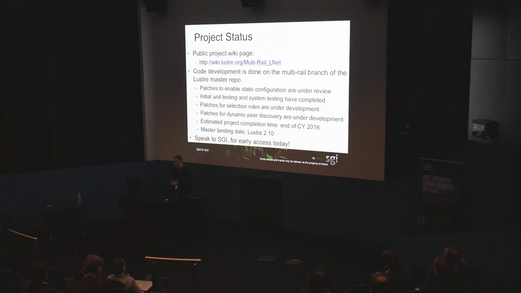Initial unit testing has been completed on smaller configurations and I have some results of that I'll show in a second. Also, the dynamic peer discovery stuff is still being fine-tuned. So static configuration is fully functional at the moment and is actually available today from SGI. If anyone's interested in that, please come and have a chat to us, because we do have early access to the multi-rail LNET today, and the results are really promising for that configuration.